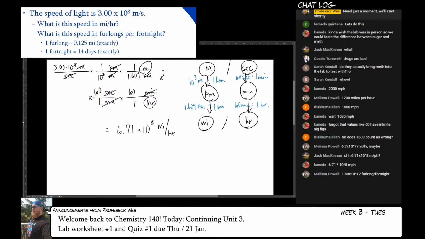How many sig figs should we have? Well, this number starts with 3. These are exact. This is 4. So our answer should have 3. Keep in mind that only your numbers before the exponential count for sig figs. 10 to the 8 is an exact number, so it will never affect the number of sig figs that you have in your calculation.